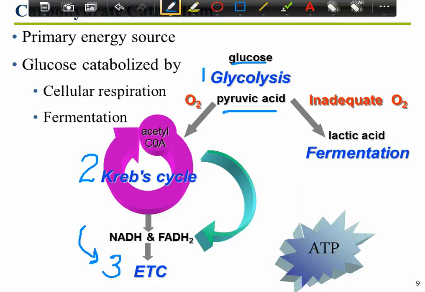Now, if there is oxygen present, and if the cell has the enzymes to continue on in aerobic respiration, the next step we go into is the Krebs cycle. In the Krebs cycle, we have a cyclical set of chemical reactions, maybe requiring about 11 or 12 chemical reactions. It's called a cycle, a metabolic cycle, whereas glycolysis is linear.